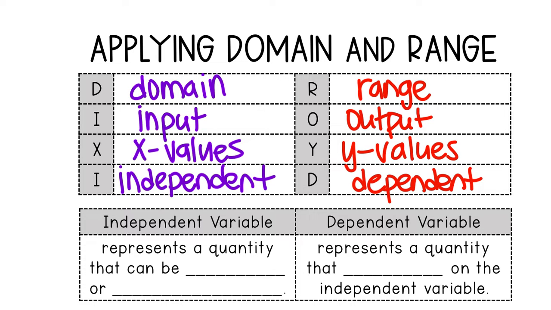So up until now, when we've been doing domain and range, I feel like we've been focusing on these top three. So domain goes with X, range goes with Y. But today, because we are applying this to real world situations, we are going to focus a lot on independent and dependent variable. So let's get a definition so we know exactly what we're talking about.